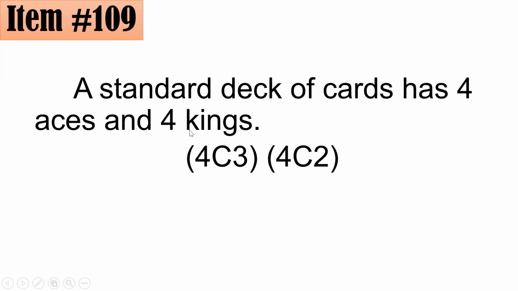And out of the 4 kings, no? 4 po yung king. By the way, 4 yung aces, 4 yung kings. Meron tayong hearts, diamonds, spades, and clubs. Yung sinasabi nilang malunggay, yan po yung clubs. That's why sa 4 na aces, pipili ka ng 3, 4C3. Sa 4 na king, pipili ka ng 2. So 4C2. Using your calculators, 4C3 is actually 4. 4 combination 2 is 6. And 4 times 6 is 24.